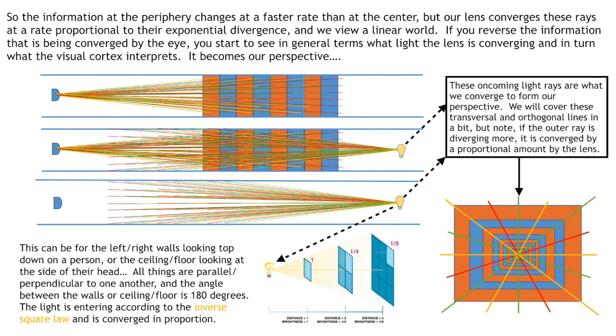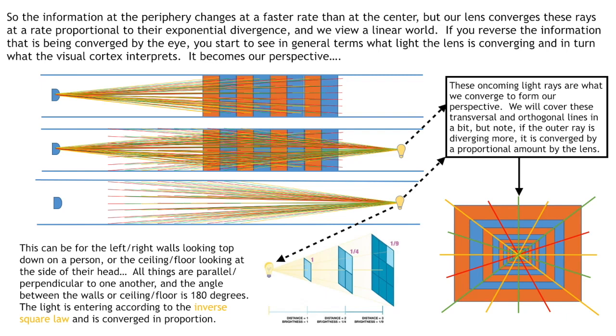So keep in mind, we see a linear world, and the linear world exists as it is. It is linear. It is not an exponential. So again, you can be looking side-on view here with these diagrams, with this being the lens of the eye within the head of a person, or you could be looking top-down as if you are looking down on the top of their head, and these are the left and right walls instead of the ceiling and the floor. Either way, all things are parallel and perpendicular to one another within the actual real world.